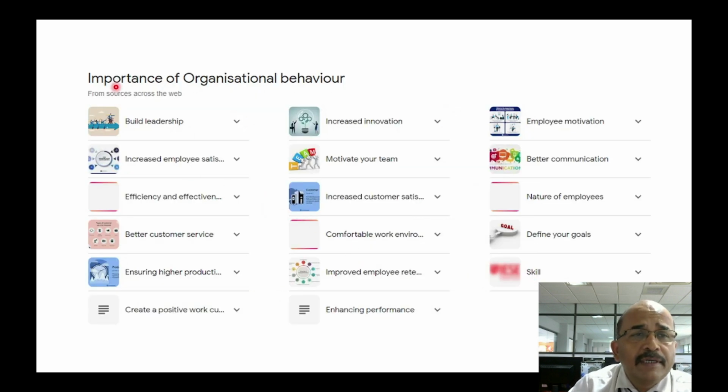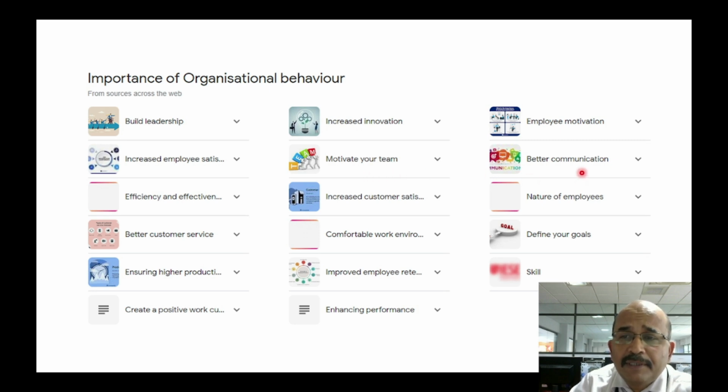If you look at the importance of organizational behavior, it can be applied to any field like civil engineering, mechanical engineering, or IS, CS, wherein human resource is very important. So the importance of organizational behavior, as you can see, is to build leadership, to increase innovation, to increase employee motivation, to increase employee work satisfaction, and if you are a team leader, to motivate the team.